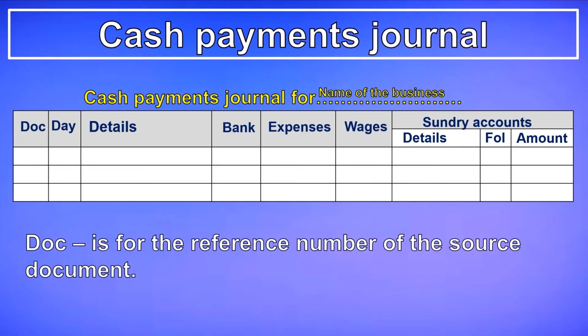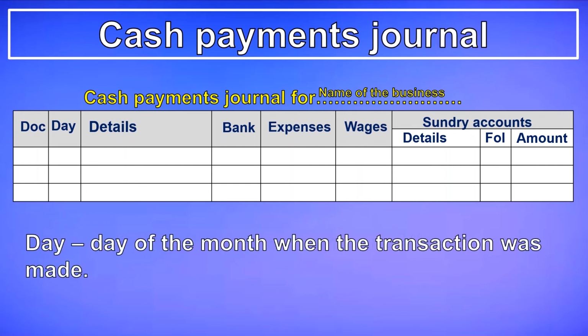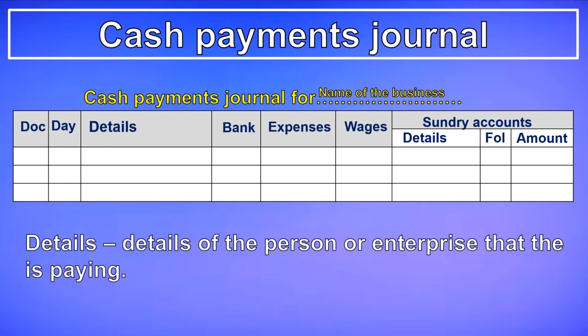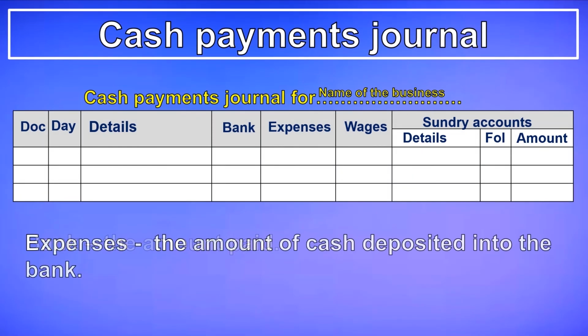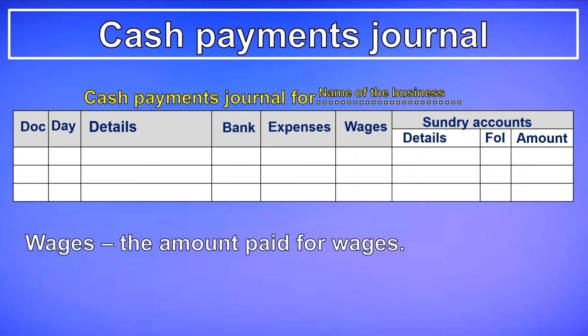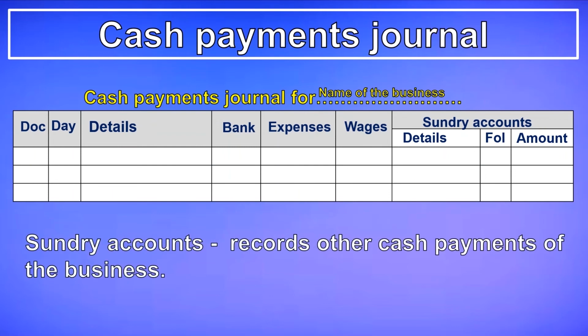The doc is the reference number of the source document. Day, the day of the month of which the transaction was made. Details, the details of the person or enterprise that the enterprise is paying. Bank, the amount paid. Expenses, the amount of cash deposited in the bank. The wages, the amount paid for wages. And the sundry account, it records various other cash payments.